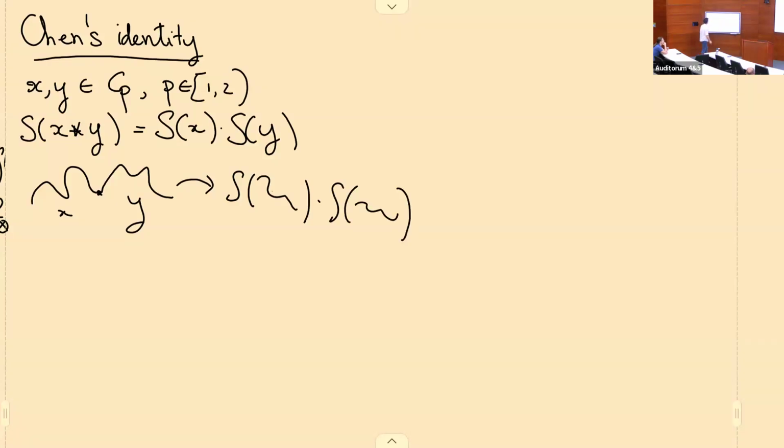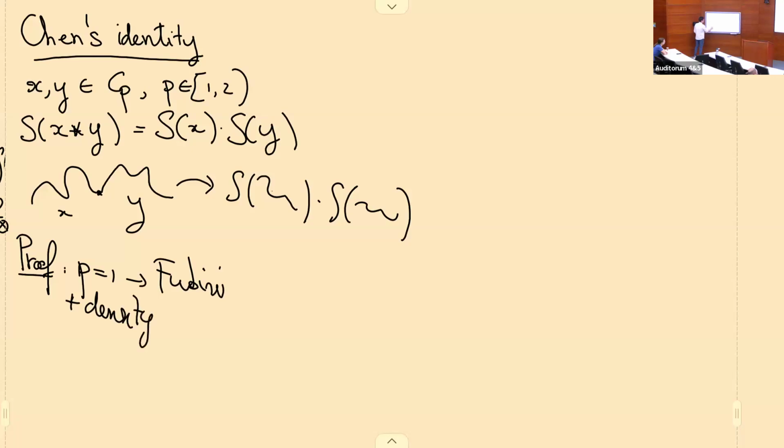So the proof of this statement is quite easy. I mean, you prove it for p equals 1 using Fubini's theorem, and then plus a density argument, the same density argument that we have seen before, for higher p's.